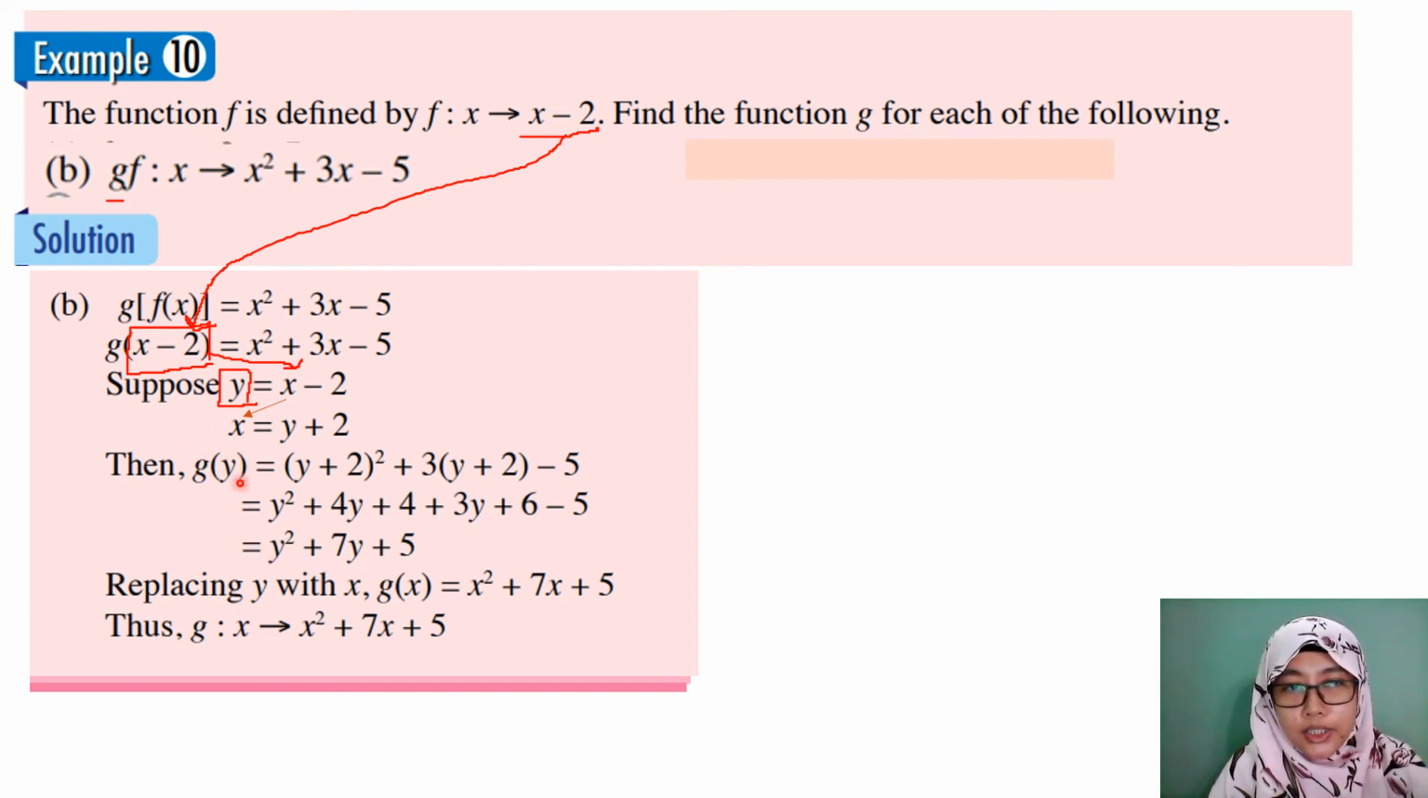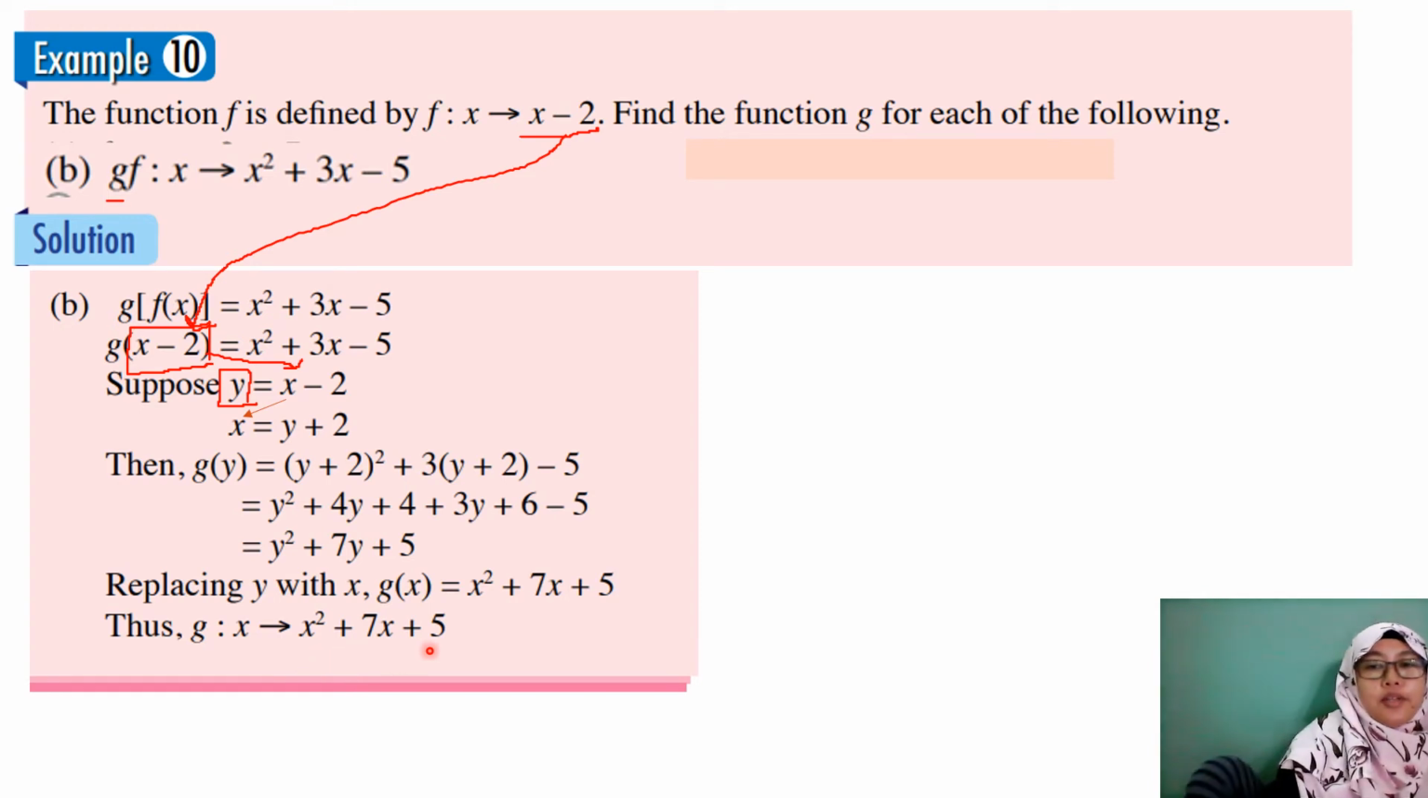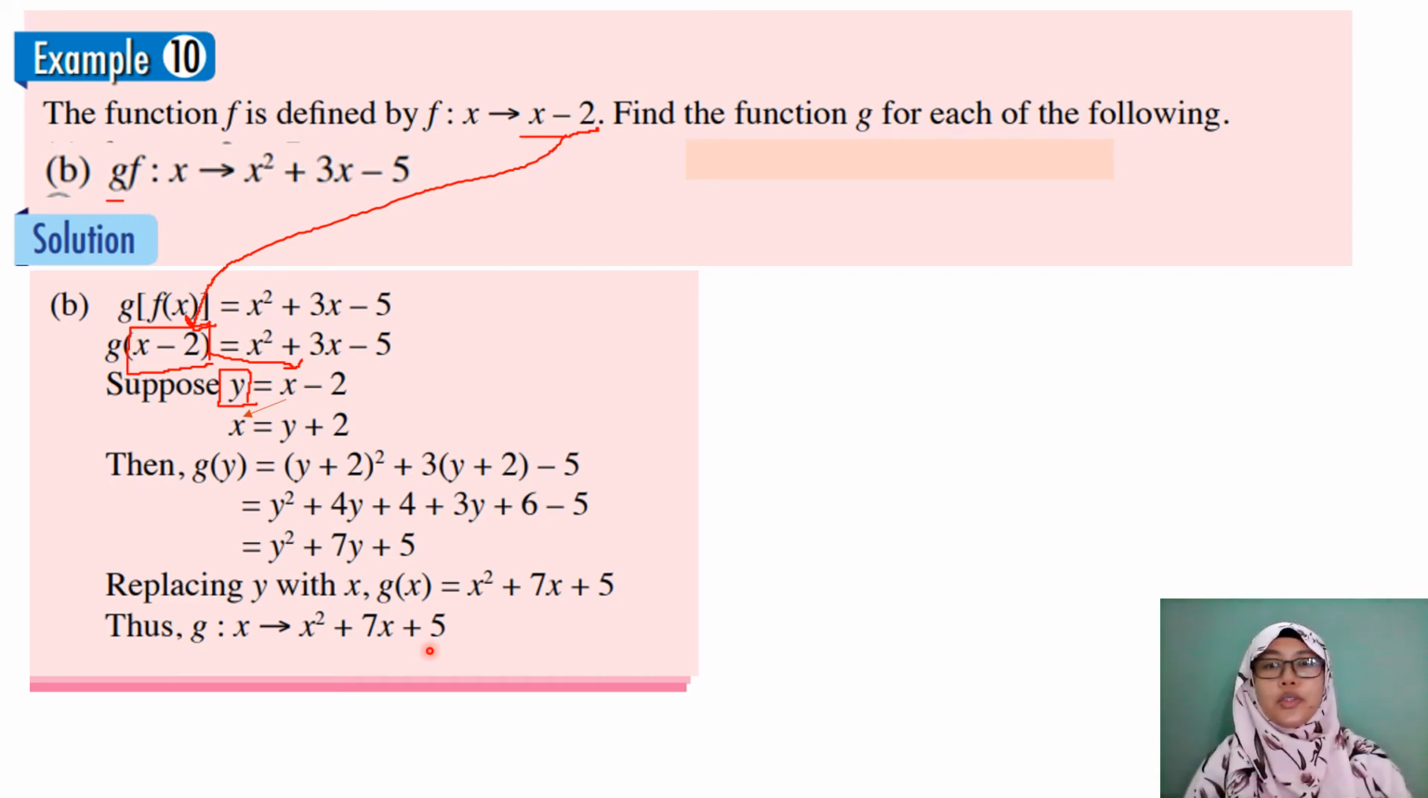Okay, nampak tak dekat sini jawapannya? Gx sama dengan, okay, gy cikgu gantikan dengan gx. So bila gx ni terus semua tukar jadi x square plus 7x plus 5. Nampak tak? X square plus 7x plus 5. So thus the final answer is here. Inilah jawapan akhir. Jawapan akhir mesti dalam huruf x. Okay, that's a method, that's an example for example 10.